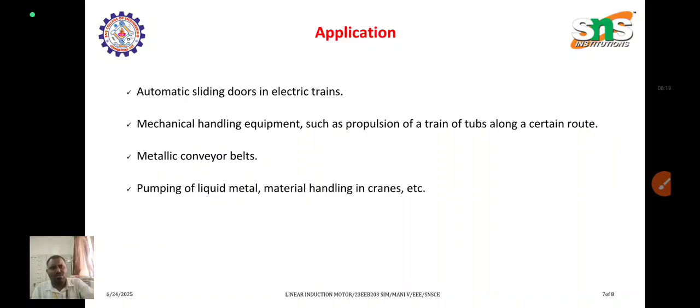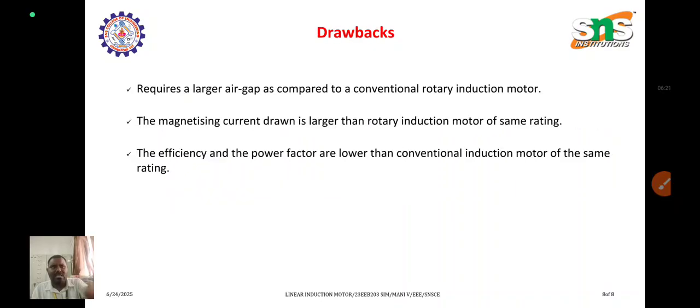So there we can use this LIM, and this is the main drawback. It requires a large air gap compared to the conventional rotational induction motor, the magnetizing current drawn is very high compared to the conventional one, and the efficiency and power factor are very low when compared to the conventional rotational induction machine.